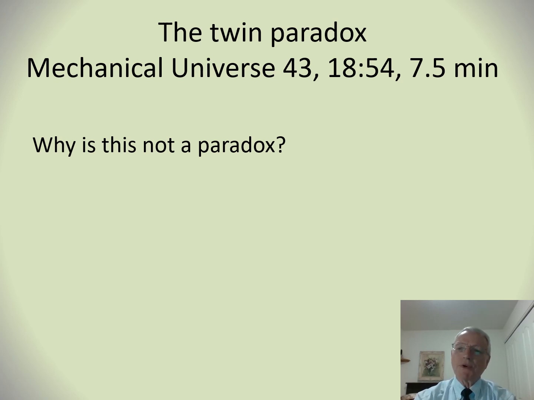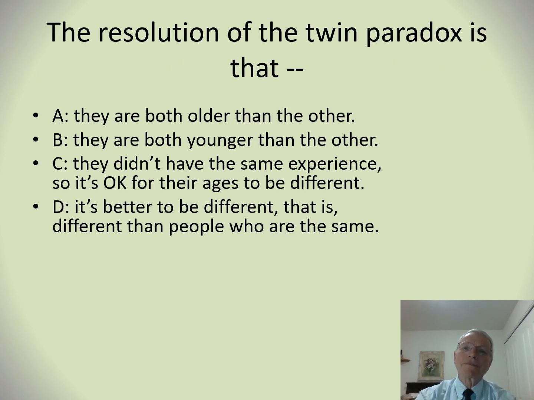Okay, so you've come back from watching the video. Why is it a paradox that one of them is moving and thinks the other one's clock is slow, and the other way around, they think the same thing? Why is this not a paradox? So let's see what you learned from that. The resolution of the twin paradox is that one of these is the right answer. It's C. They actually didn't have the same experience.